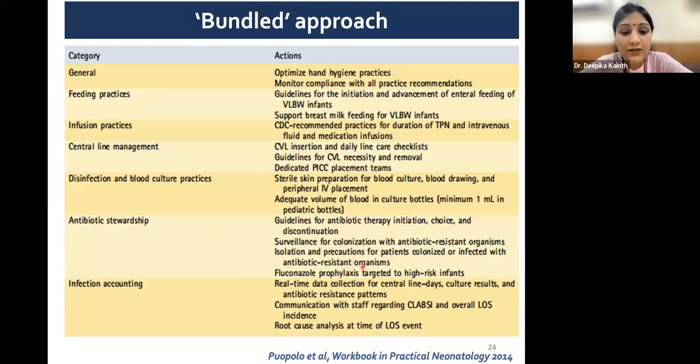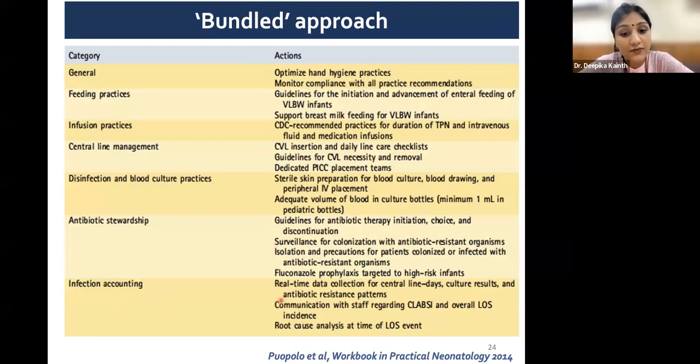In our centers, or in a country like ours, some centers do have guidelines for antibiotic initiation, and we usually try to follow those guidelines. But most of our units are lacking in surveillance for colonization, because it is mostly not a cost-effective process. But if possible, we should do as much as we can to track the progress of these colonization rates and understand where the CLABSI is coming from and what the rates are in our unit.